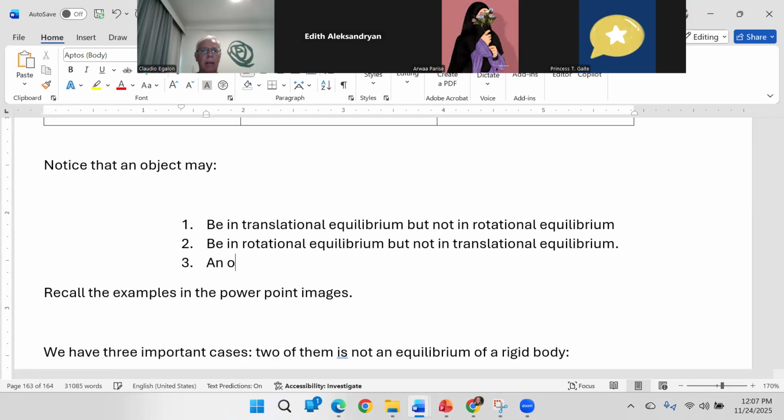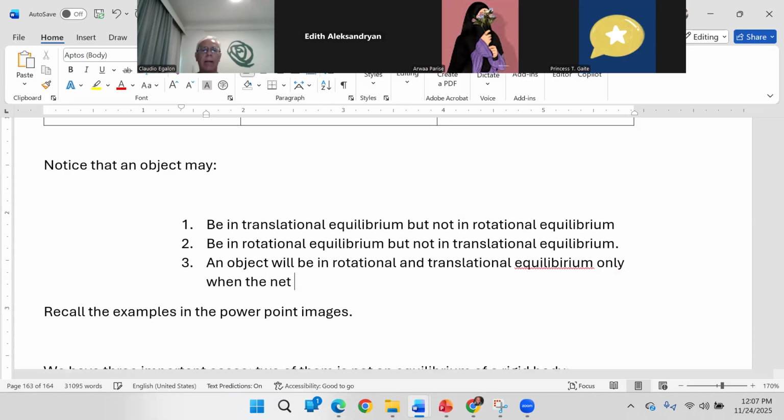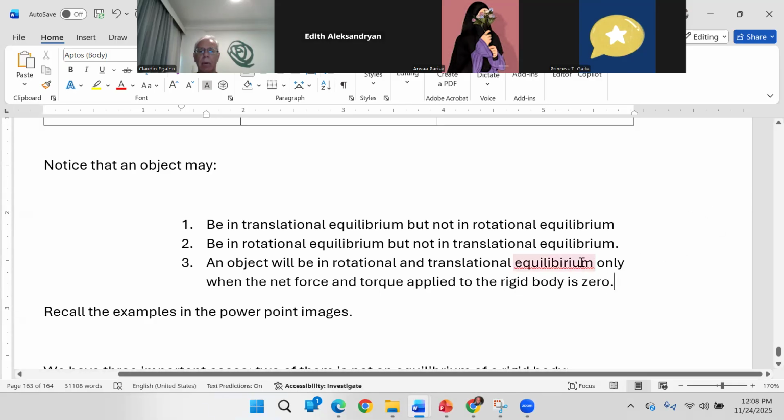An object will be in rotational and translational equilibrium only when the net force and torque applied to the rigid body is 0. Equilibrium.